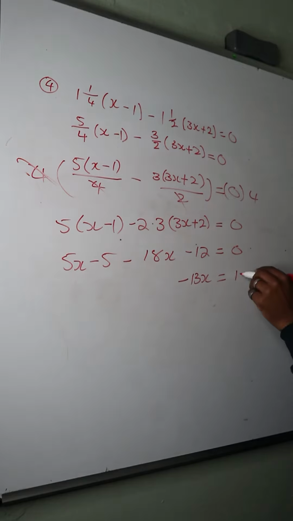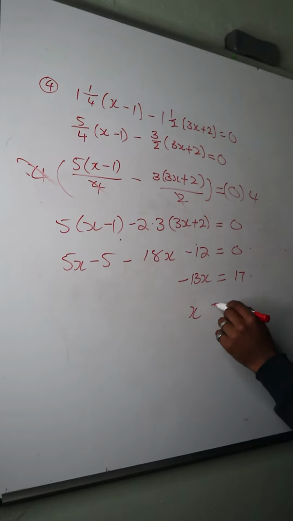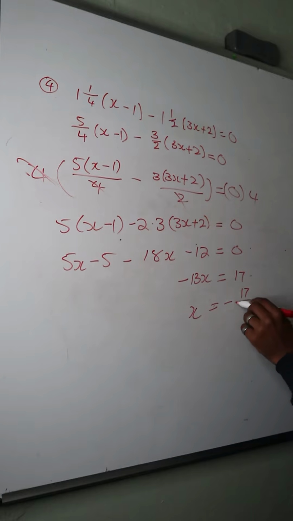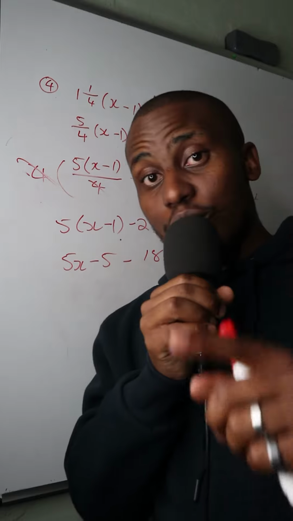Bring it on this side. That's a positive 17. x equals negative 17 over 13. And just like that, ladies and gentlemen, you have solved this question.